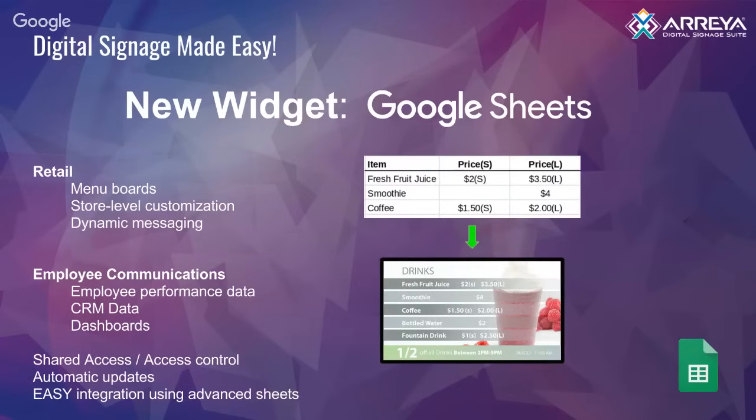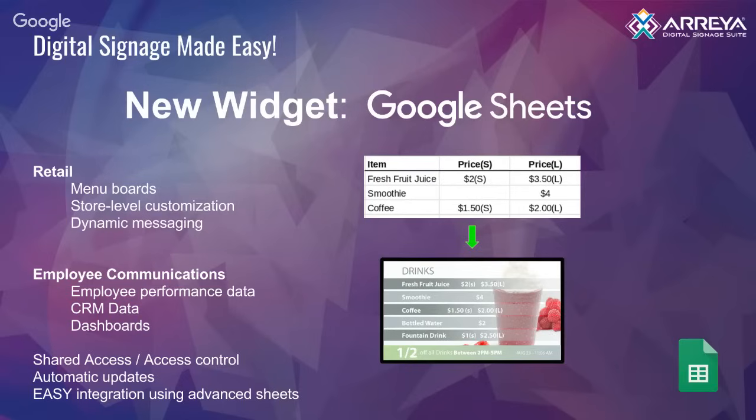On that note, we've also included Google Sheets integration. This allows us to take data from a Google Sheet and embed it into a sign. A great example of this is for menu boards or anything that might display dynamic pricing. This allows the end user to update the pricing on a Google Sheet that is automatically fed to the signage. So the end user that's updating the pricing or the third party that's updating the pricing never needs to learn about Arreya or how to use Arreya. They only need to learn how to update a Google Sheet and the pricing within it.